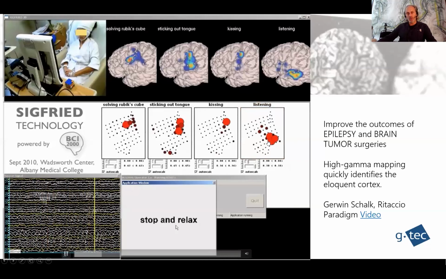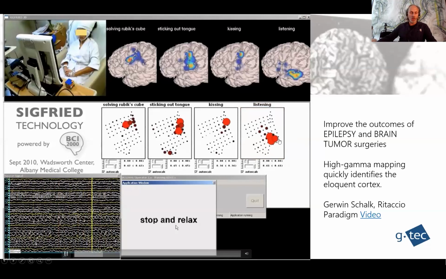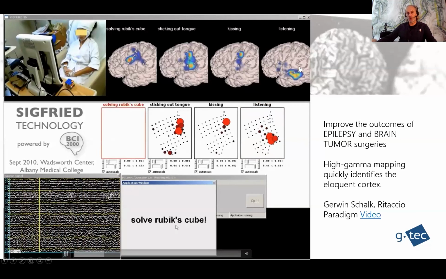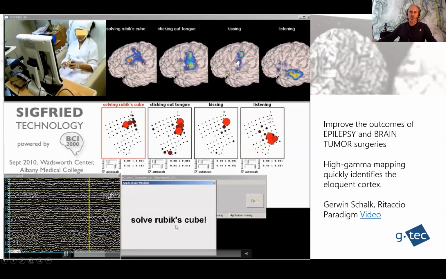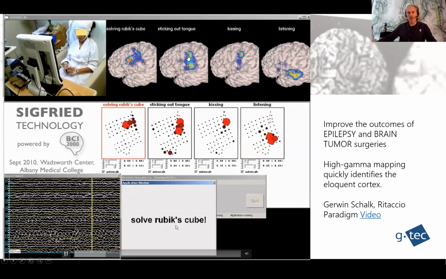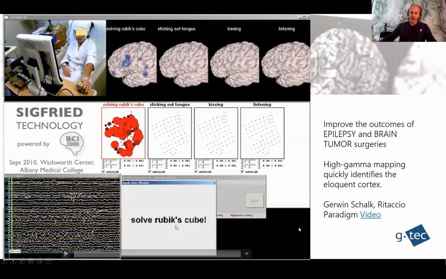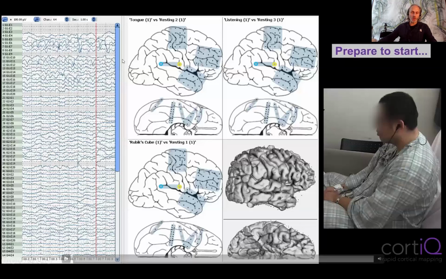You can see after a few seconds auditory cortex and Wernicke's area is mapped, and if we compare it with the mapping here, it makes complete sense. This is auditory cortex. This is sensory motor cortex. Kissing must be very close to the tongue region and also close to the finger region. So this is something that Gerwin did in 2010, so 14 years ago.